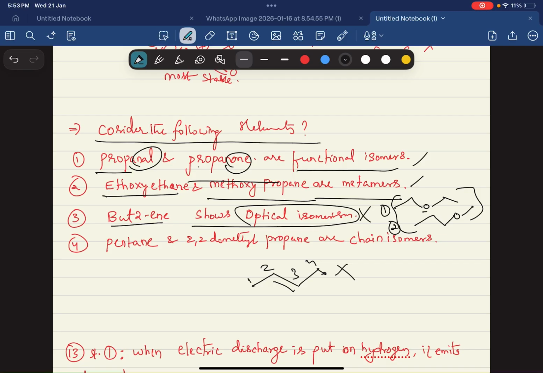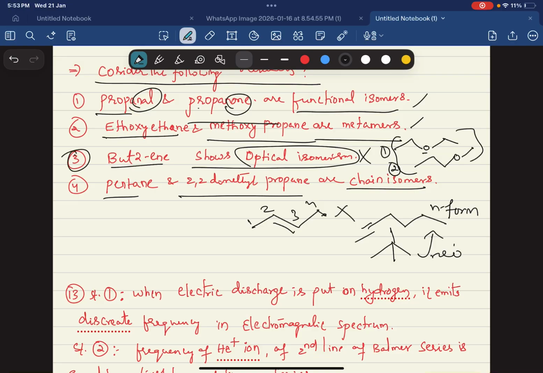And coming to the next, pentane and 2,2-dimethyl propane. So pentane will be like this and 2,2-dimethyl propane is this one. So these two are chain isomers. This is called n-pentane, and this is called neopentane. So both are chain isomers. So the answer is this one.